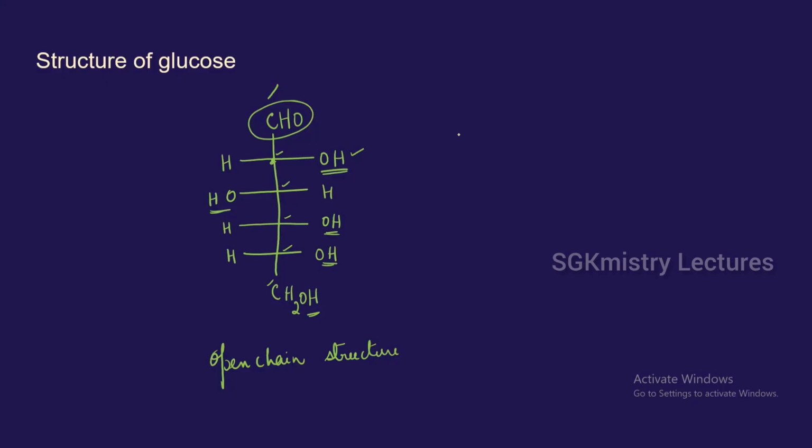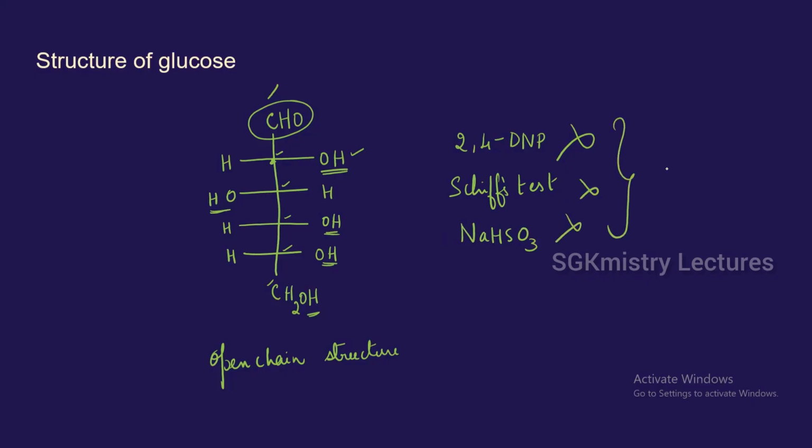It was found that when glucose was treated with 2,4-DNP, that is 2,4-dinitrophenylhydrazine, it did not give any positive result. That is, it did not form 2,4-dinitrophenylhydrazone. Also, it shows a negative test for Schiff's test, although it has an aldehyde group, and it did not form the hydrogen sulfite addition product with NaHSO3. With all of these, glucose did not give any positive result.